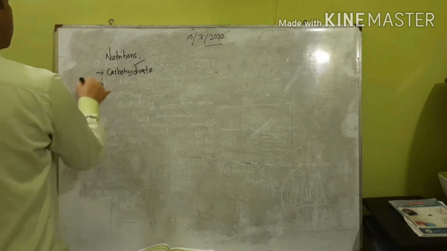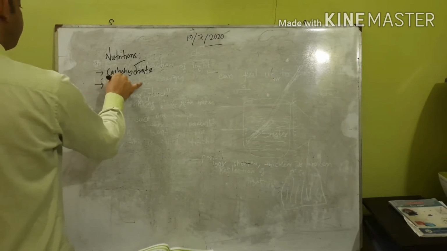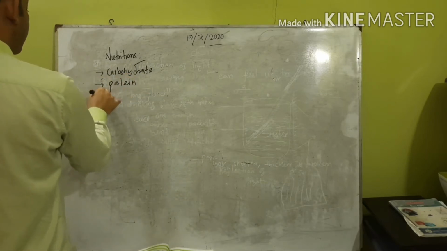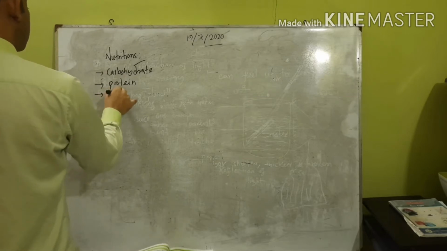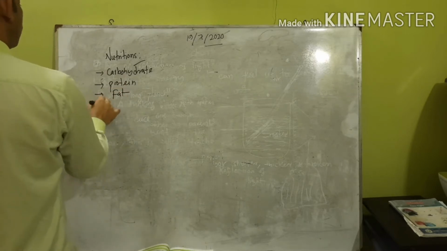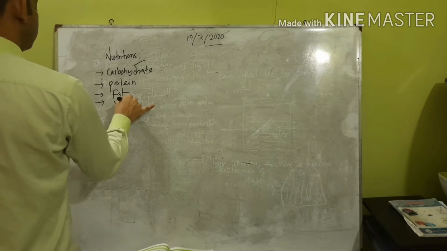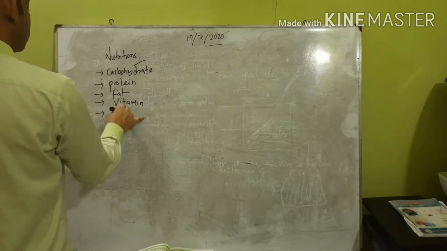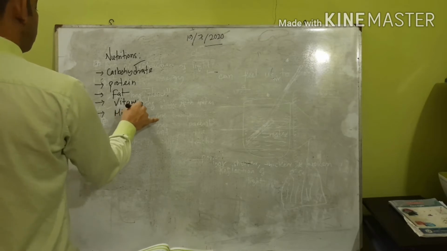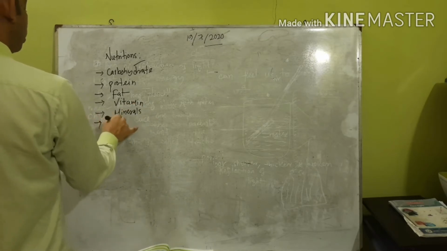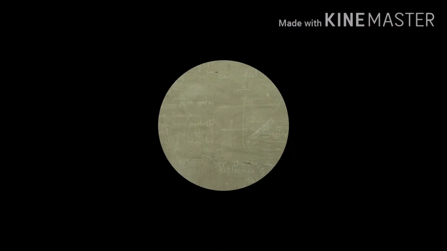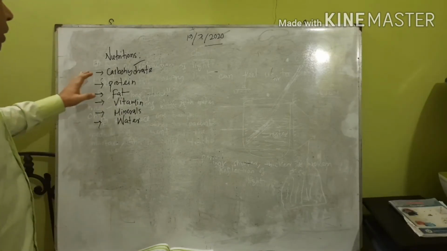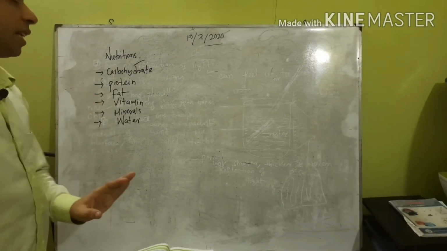we know that the nutritions are protein, we know that the fat, we know that the vitamin, we know that the minerals, and finally we know about the water. So look at here: carbohydrate, protein, fat, vitamins, minerals and water.